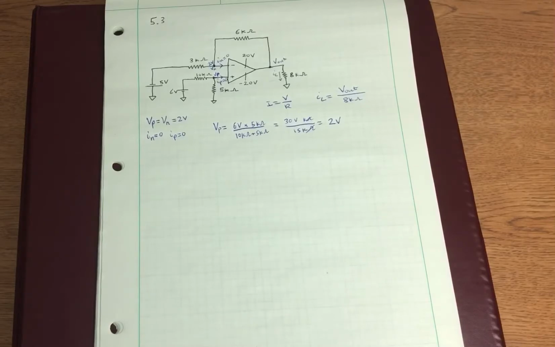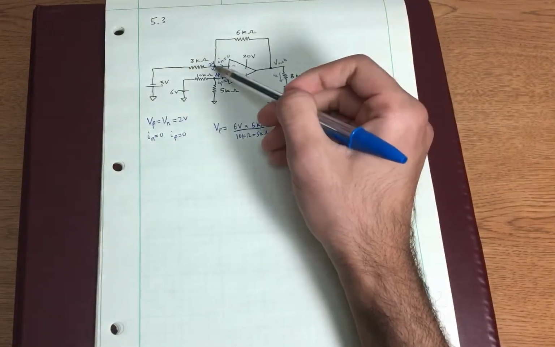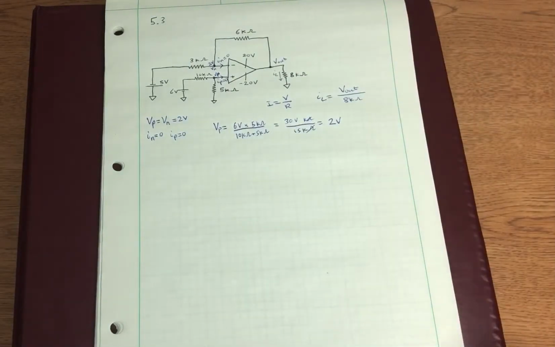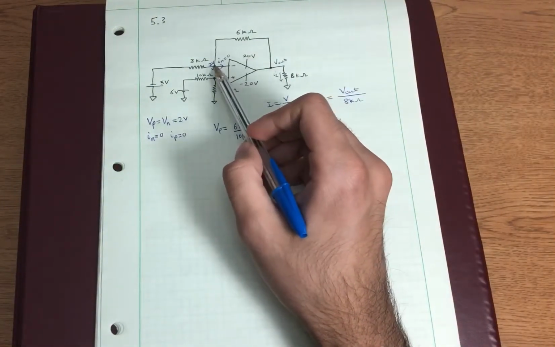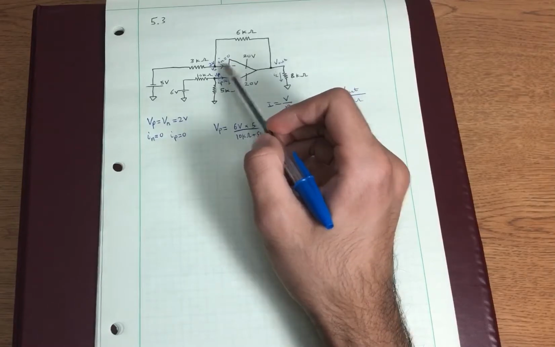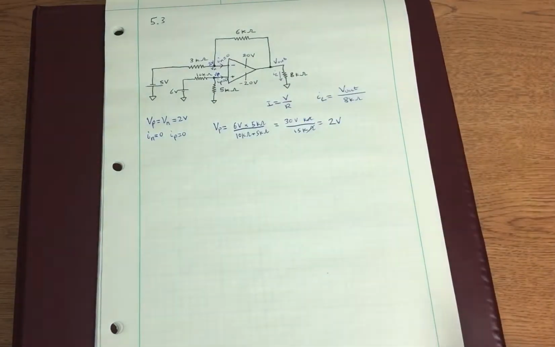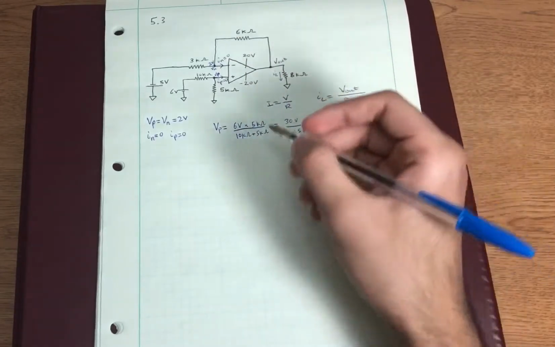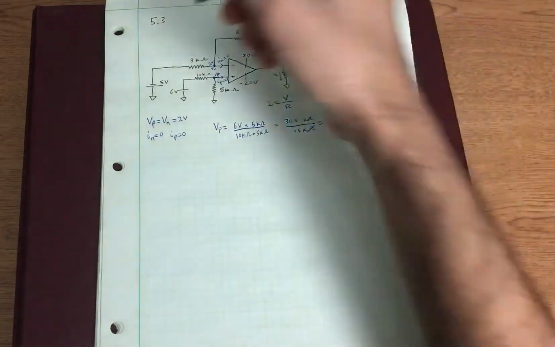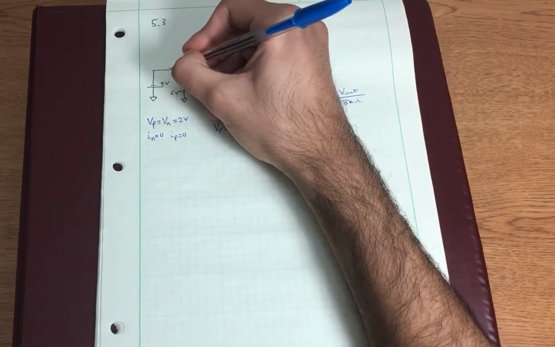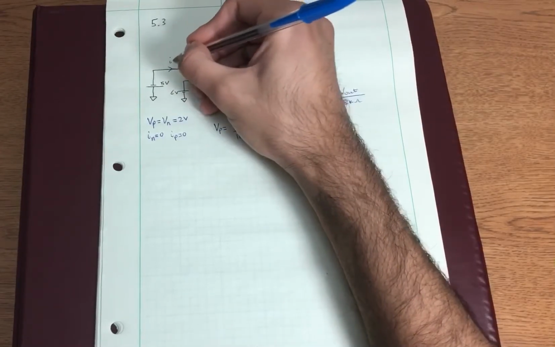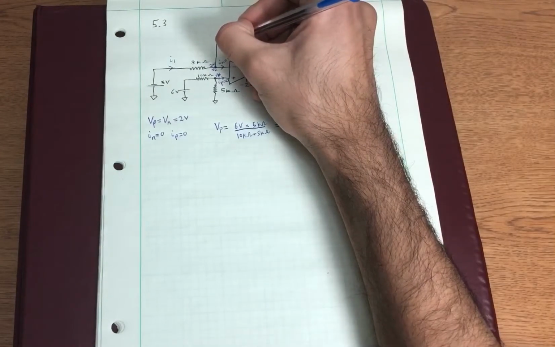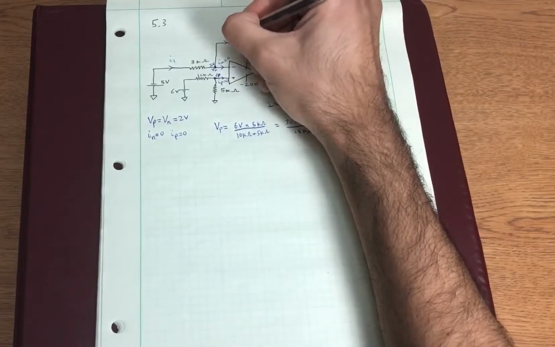Now we can look at the inverting input of the op-amp. We know the voltage over here is 2, and we know the current going into the input is 0. So let's use the fact that this current is 0 to establish another relation. Let's say we have some current I1 going through here, and we have another current in the feedback path called IF.